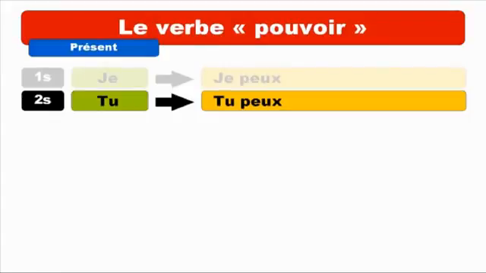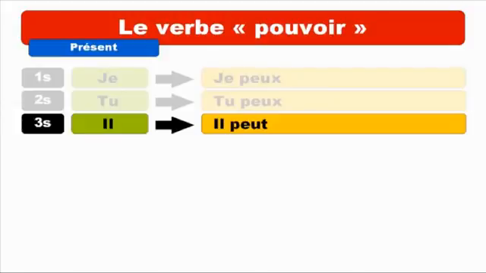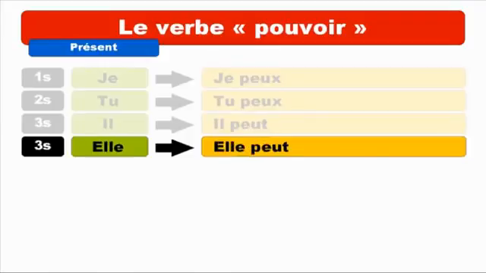Okay, so let's see how il goes. Il peut. Alright, so same way of pronunciation. You've got T at the end, but then you don't pronounce it. Il peut. Okay. Elle, feminine form, third person of the singular, and it's the same way. Elle peut. Repeat. Elle peut.